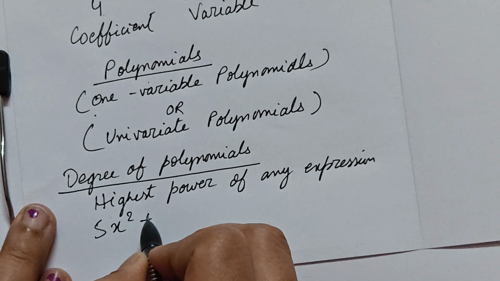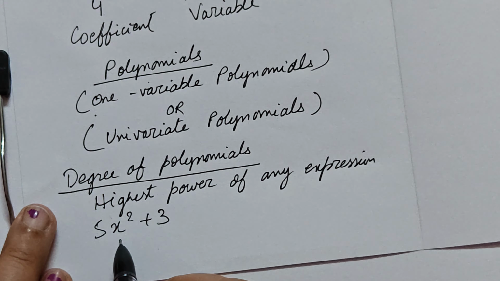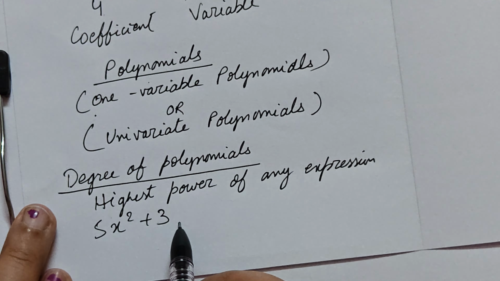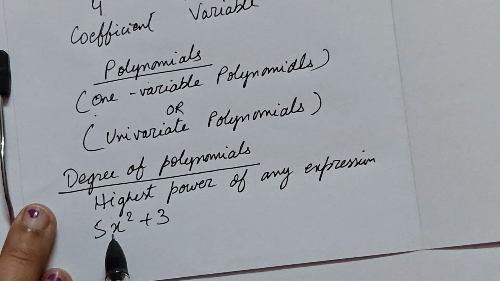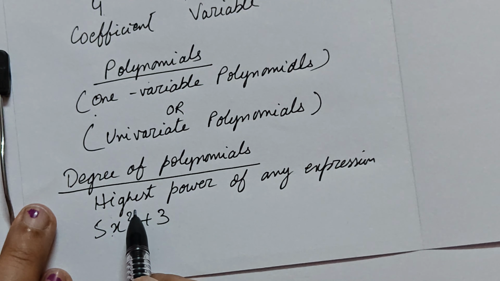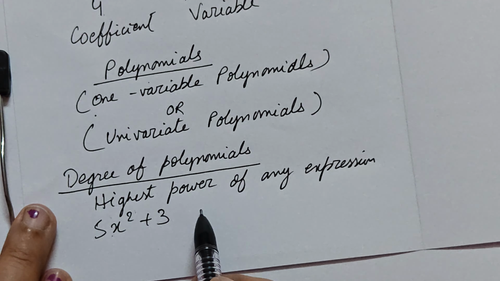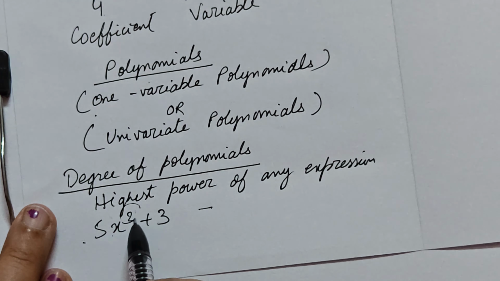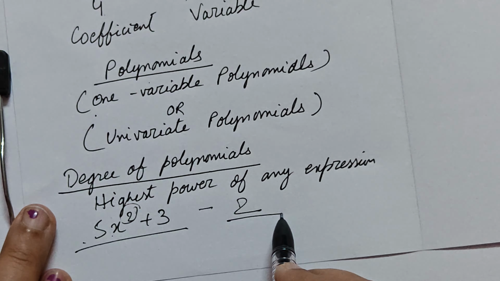5x square plus 3. Here you can see the variable is x, and the power is 2. Here there is no variable, so there is no power here. So the highest power is 2. So the degree of this polynomial is 2.